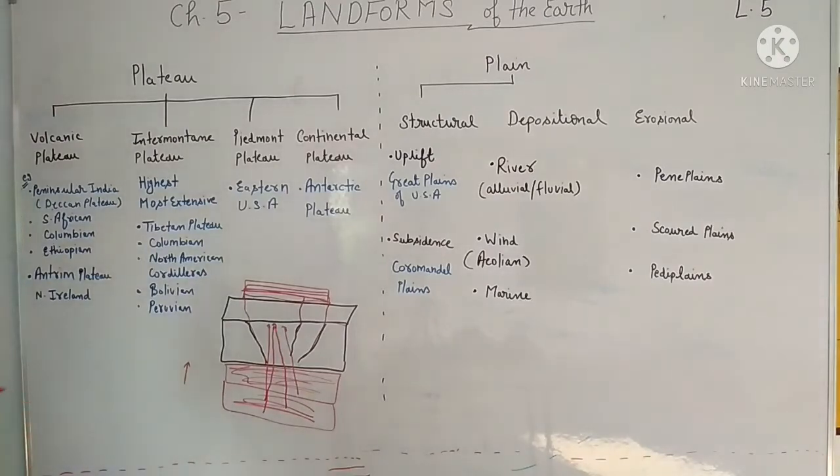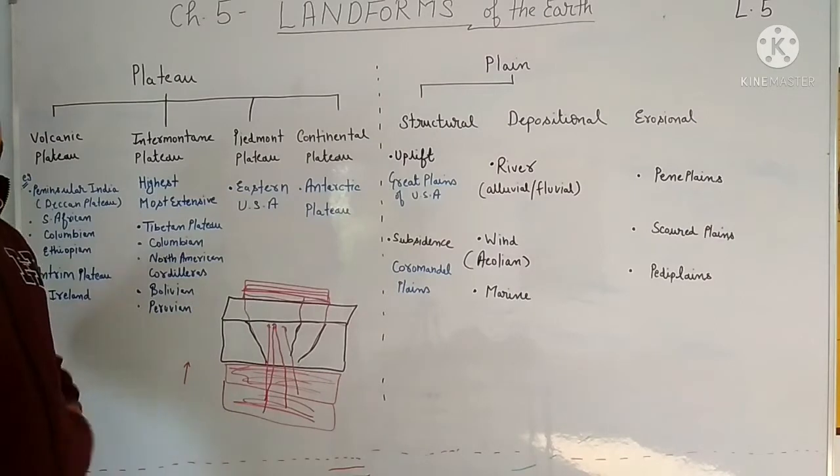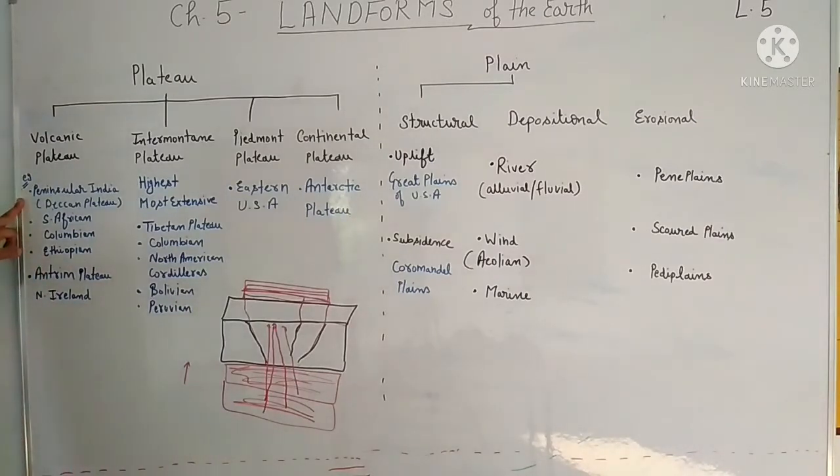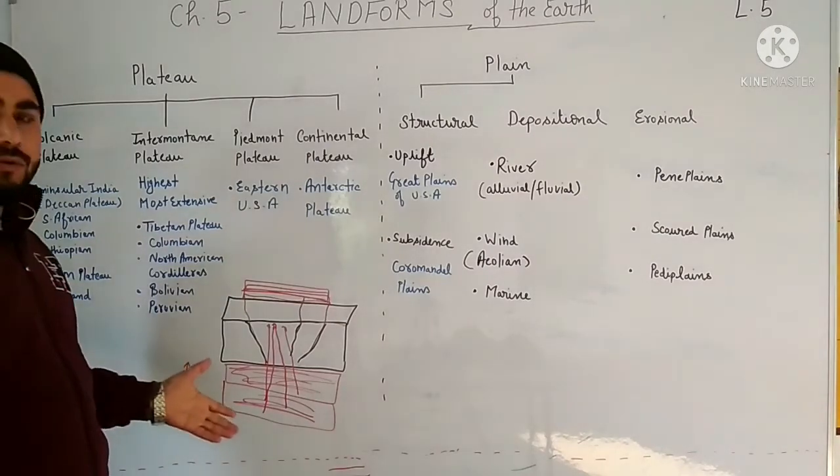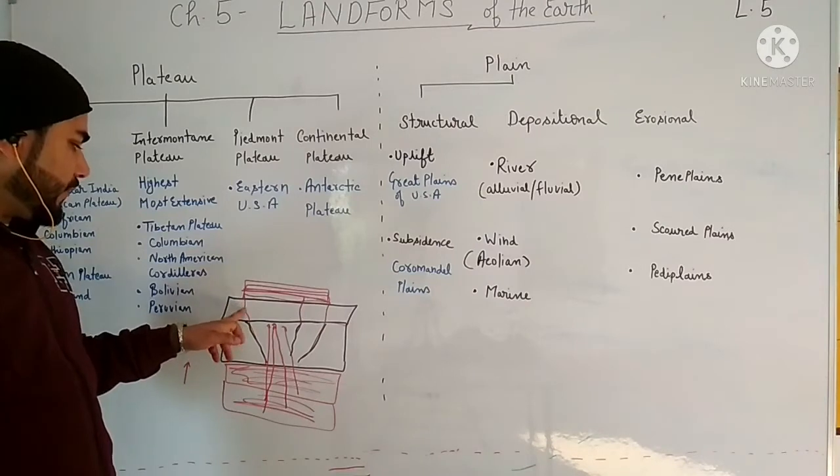So examples of volcanic plateaus, if we talk about India, we have the Deccan Plateau as an example of a volcanic plateau. So peninsular India, Deccan Plateau, and South African Plateau, Colombian Plateau. Colombian Plateau is in Northwest America. Okay. Then we have the Ethiopian Plateau and Antrim Plateau. Antrim Plateau is in Northern Ireland. So these are the plateaus which are formed by the volcanoes because of the fissure. These are the fissure faults.